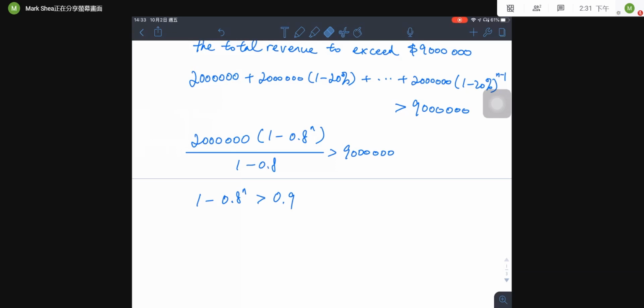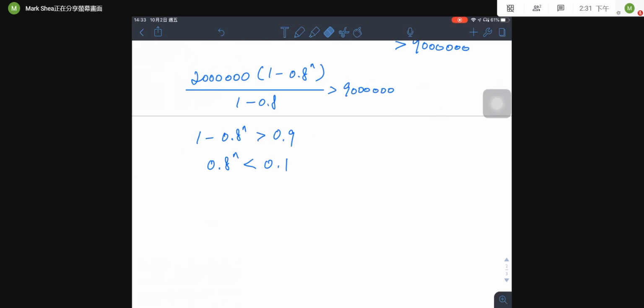Then we can have 1 minus 0.8 to the power n is greater than 0.9 by using the calculator. So 0.8 to the power n is less than 0.1. Then how can we solve for n here? Because n is in the index, the common way to solve this kind of problem is to take the logarithm. So n times log 0.8 will be less than log 0.1. So moving log 0.8 to the right-hand side, I can get another inequality.